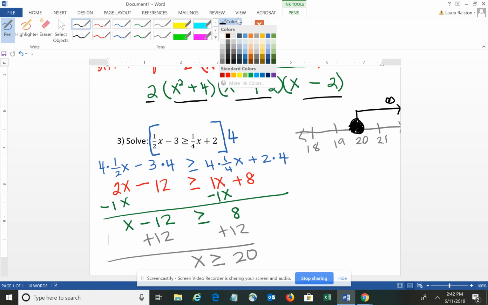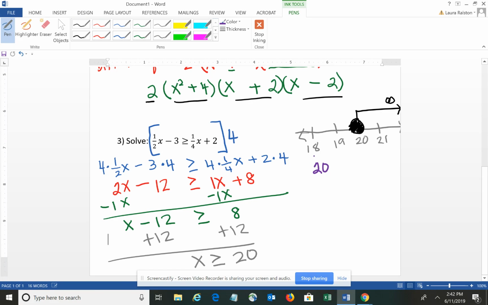So written in interval notation, again, we always read the interval left to right. We start at 20, okay? We have a square bracket because it's equal to, and it keeps going to positive infinity. Okay, so those are the 3 questions that I wanted to address from test 1. And again, you may see some of these on the midterm.